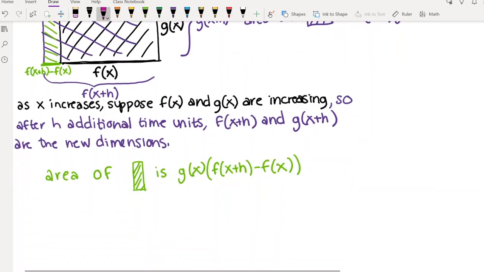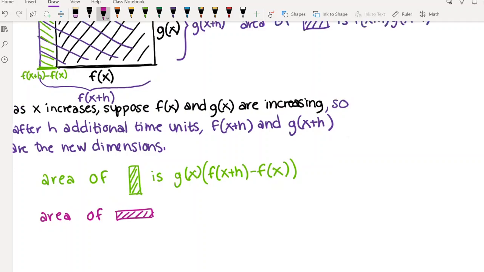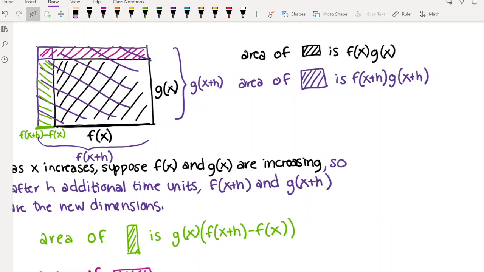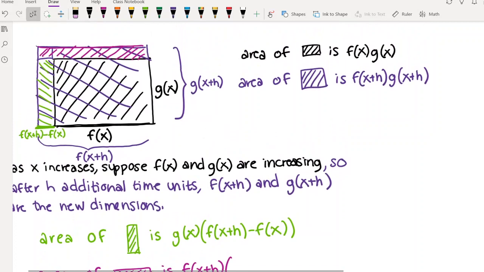Okay, now let's write down the area of this magenta one. What's the area here? Well, in this case, the longer side is f of x plus h, right? Because it's the whole length of this rectangle. So that's the long side. And then we're going to do the exact same trick to find the short side. In this case, the short side is g of x plus h minus g of x.